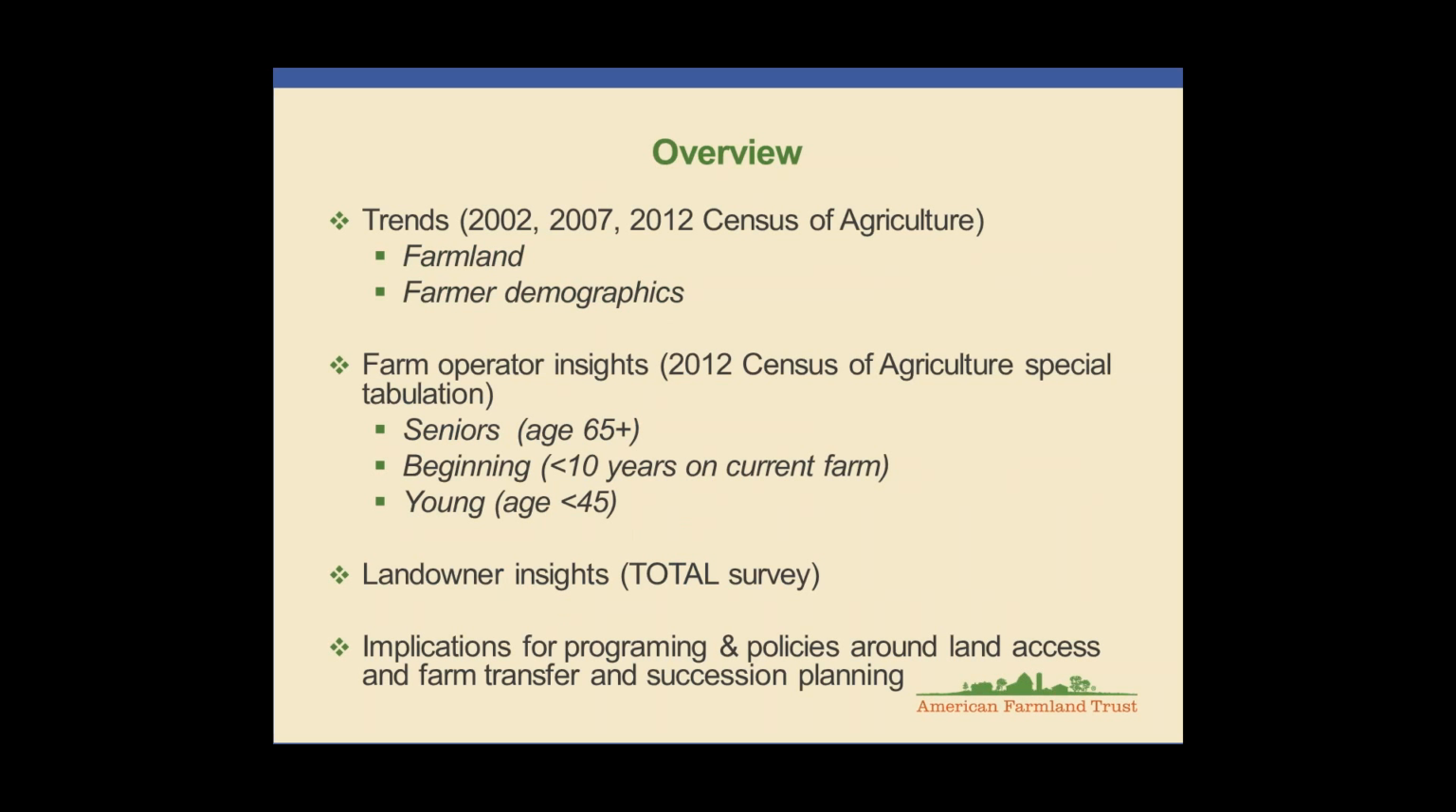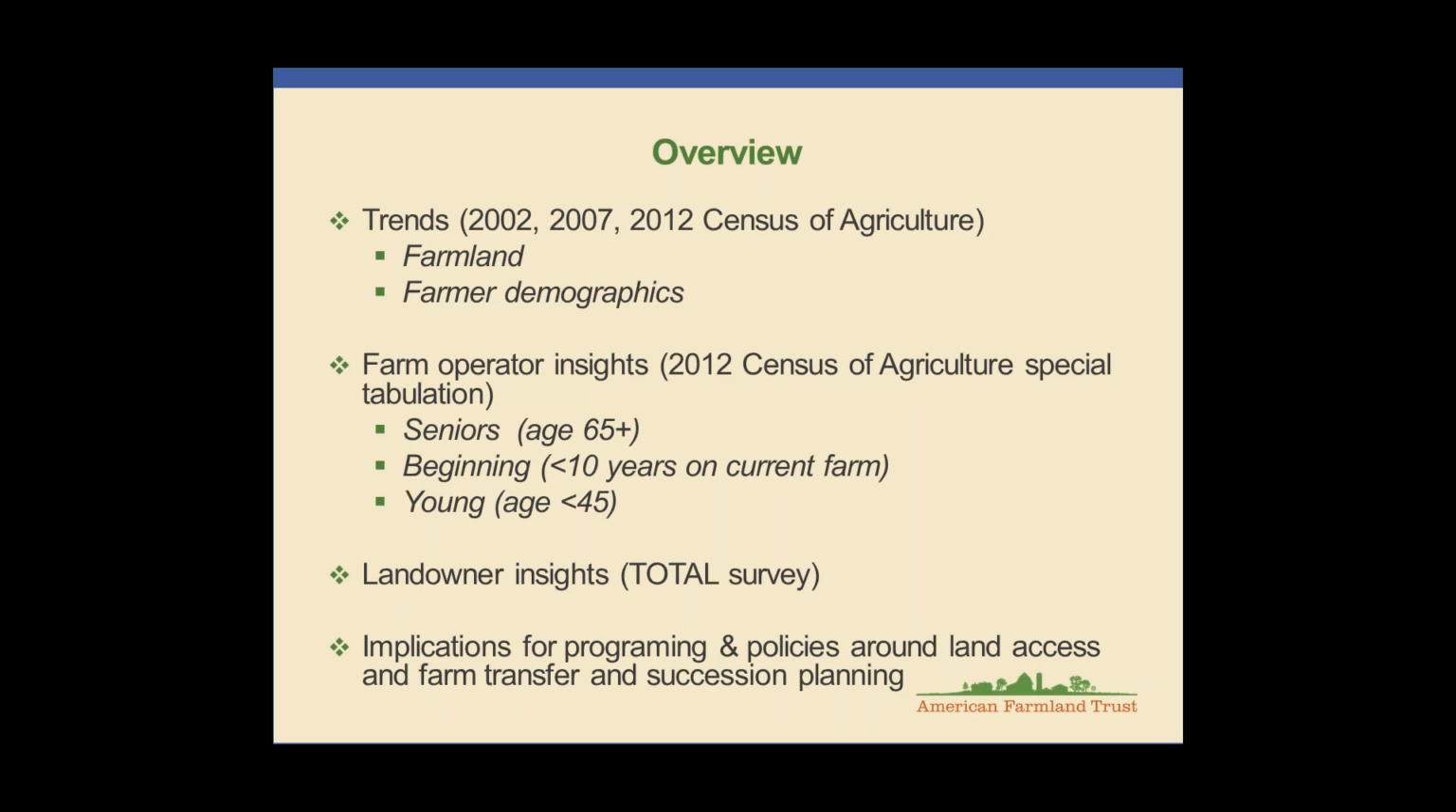The overview now of what we're going to talk about today is we wanted to start with just a few trend lines from the last 3 censuses of agriculture, both around farmland and around farmer demographics. We then want to talk specifically about some of the findings from our special tabulation of the 2012 census data. And in that, you can see that we focus on 3 different demographics. Seniors, so those are age 65 plus.